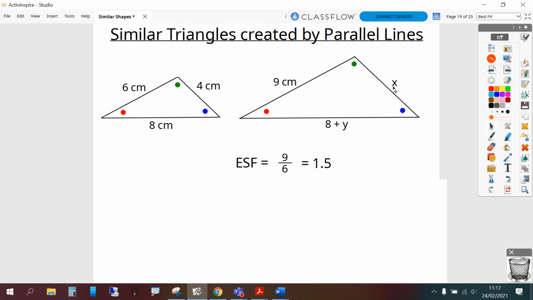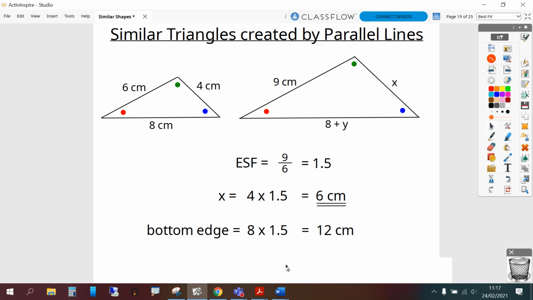Working out x first of all, x is 1.5 times bigger than 4, which is 6. Bottom edge is 1.5 times bigger than 8, which is 12. Now that means that 8 plus y is worth 12, so the y must be 4.